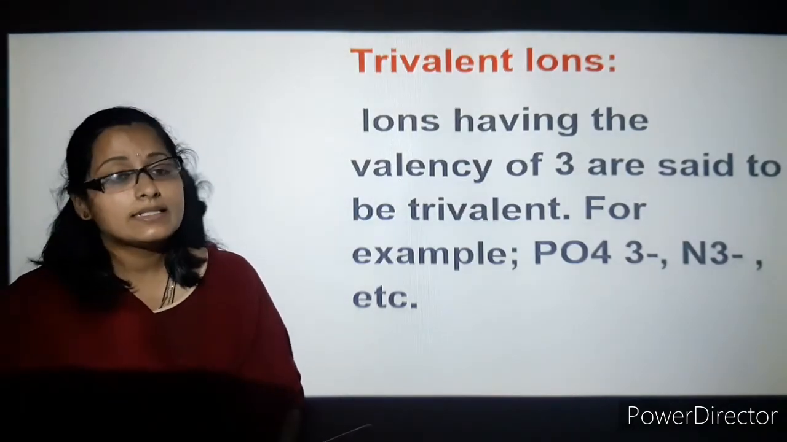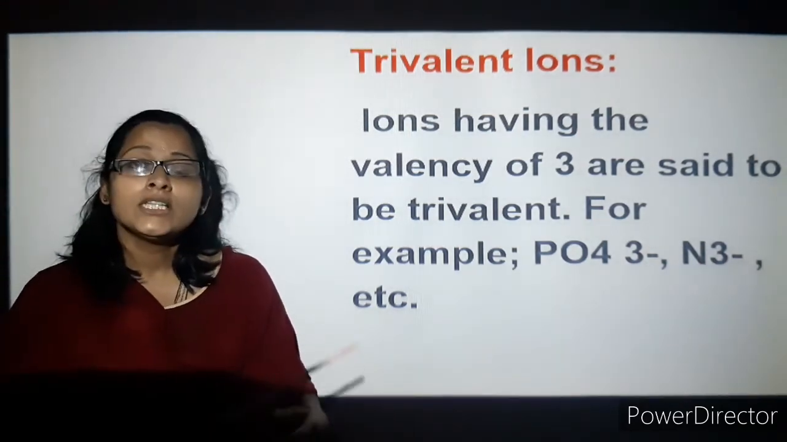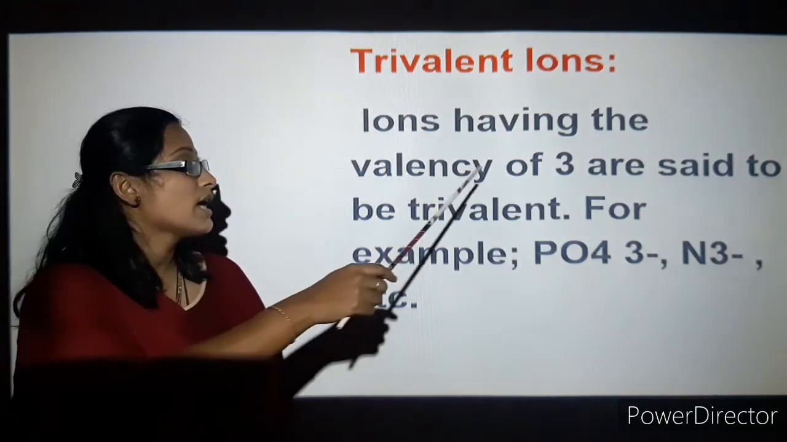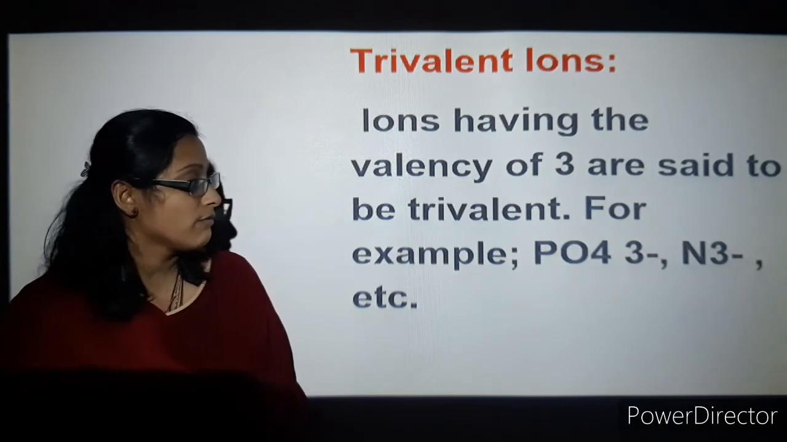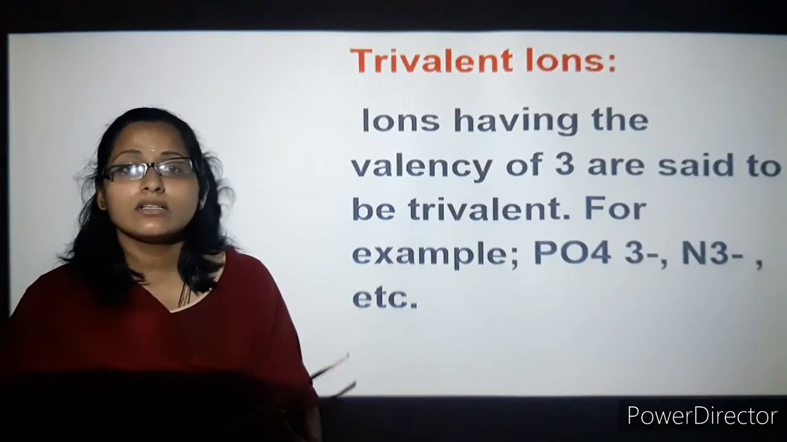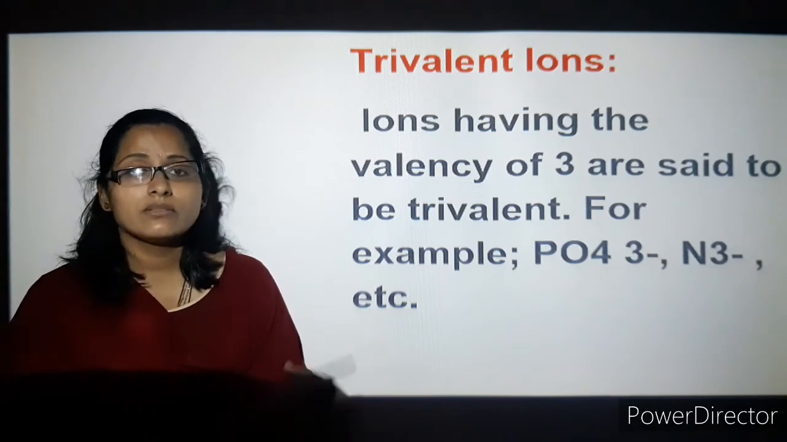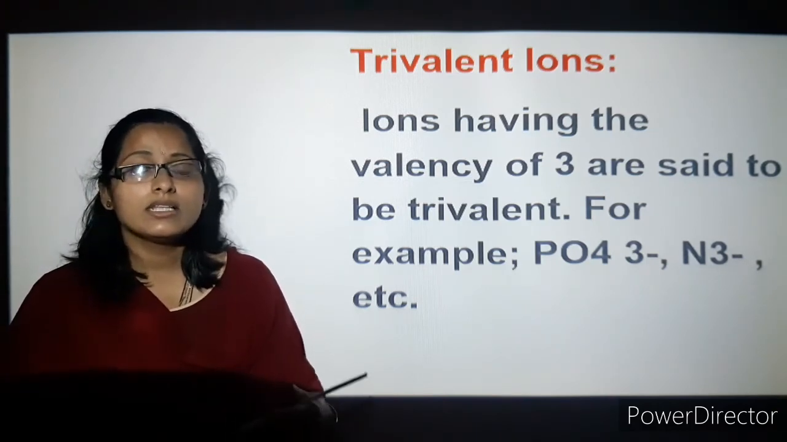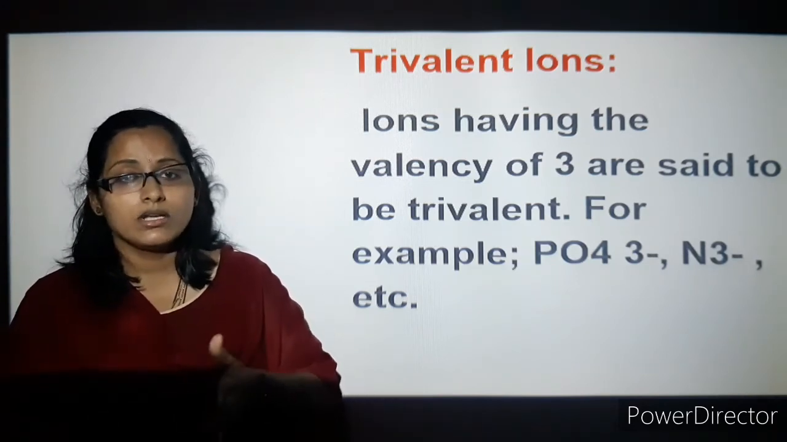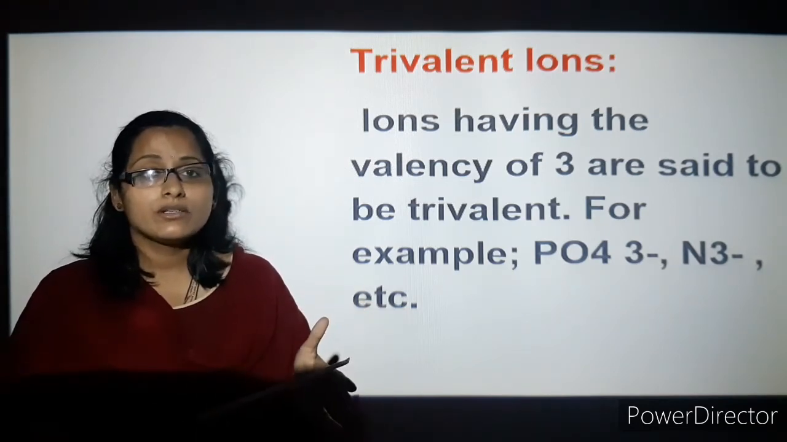Again, as the name suggests, there are trivalent ions. Trivalent ions have 3 valence electrons in the outermost shell. So ions having a valency of 3 are said to be trivalent. You can see nitrogen 3, and many other elements will have 3 outer electrons, and again you can practice by using a periodic table and see the electronic configuration, where it can be like 2, 8, 3.